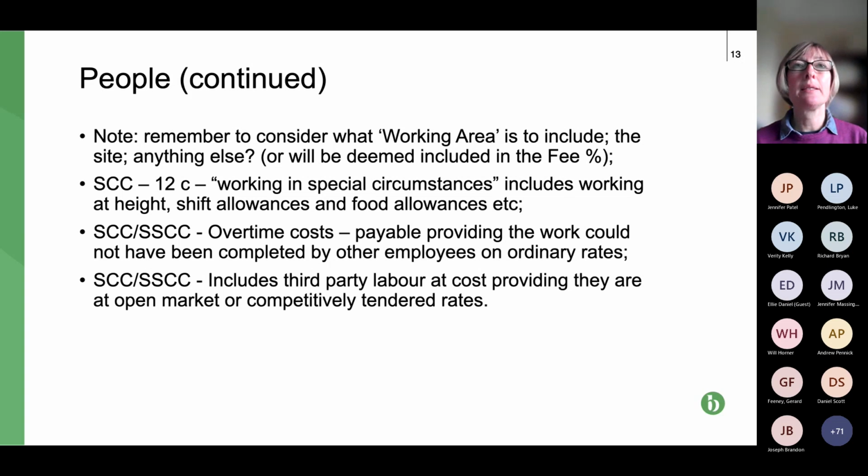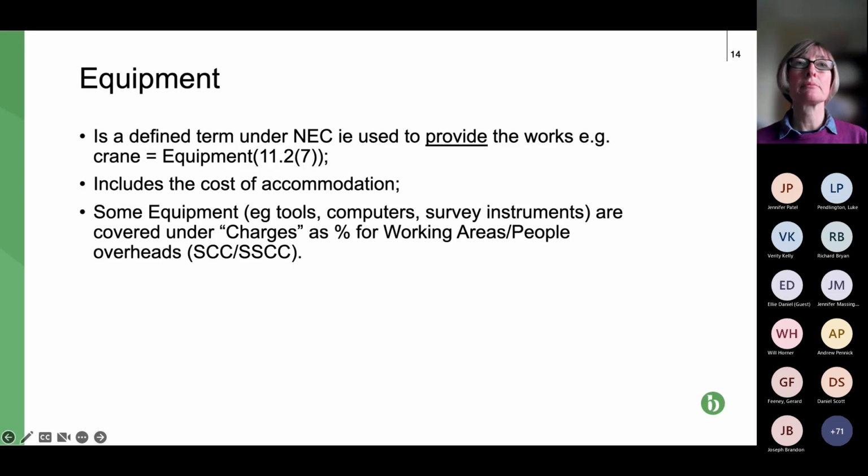So next slide, please, Jen. Next item, number 2 on the list for the schedule of cost components and the shorter schedule, is equipment. As we've seen already, first of all, it's a defined term under NEC. Not all of these items are defined terms. It's pretty much defined as the equipment that's used to provide the work. I've used the analogy of the crane, and you'll see why later.